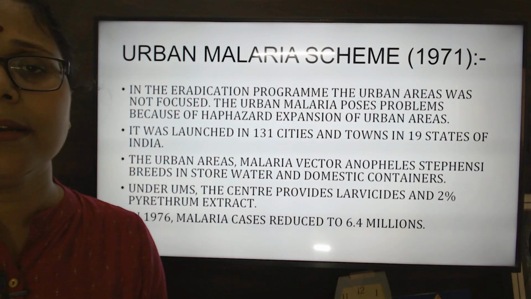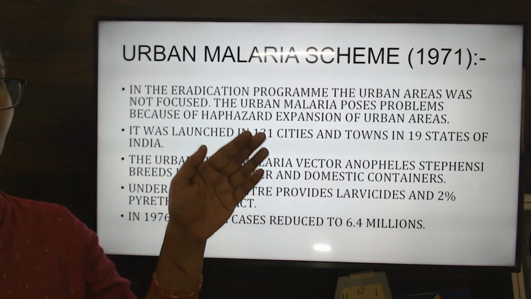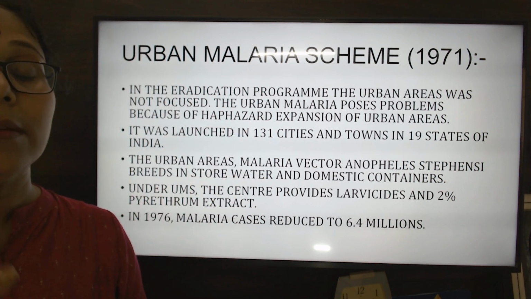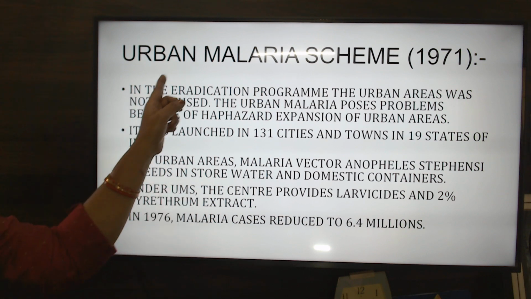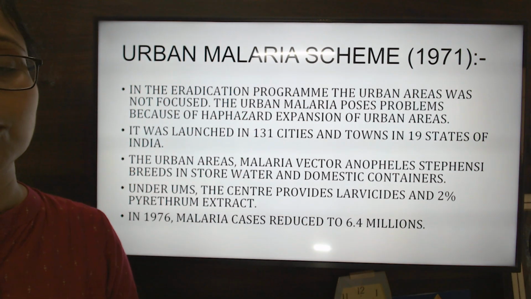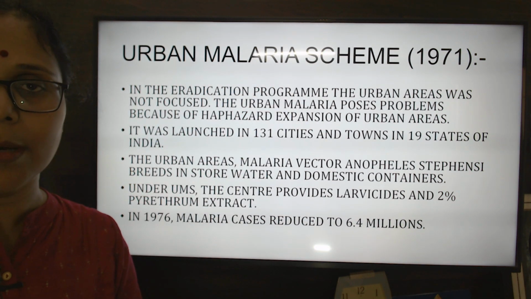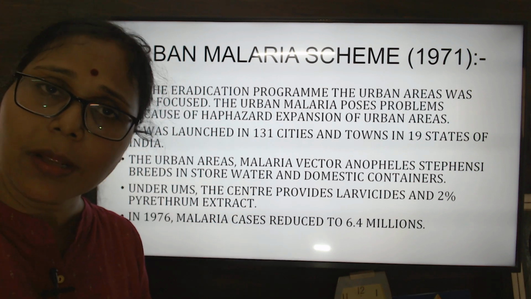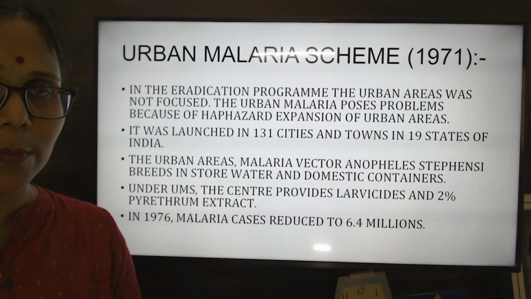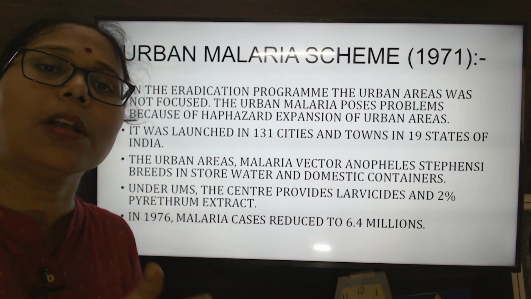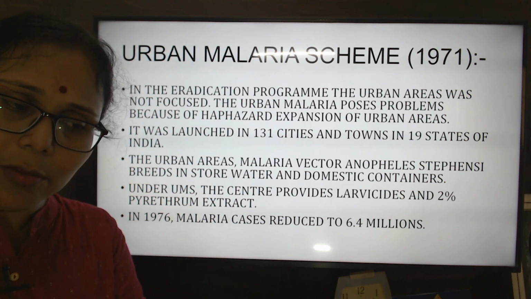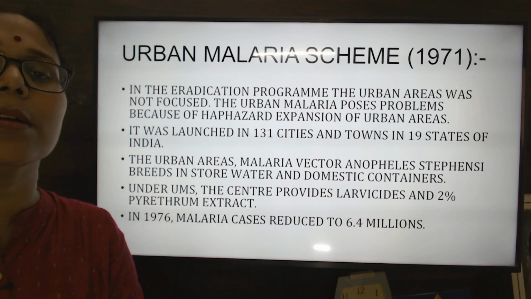In the year 1971, the Urban Malaria Scheme was launched. So why urban malaria? Because in both the control program and the eradication program, we gave emphasis on the rural population only. There was no focus and no attention toward the urban area.